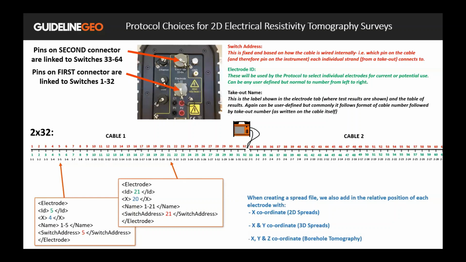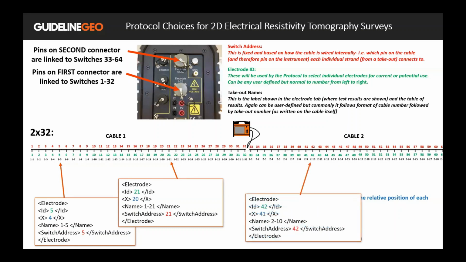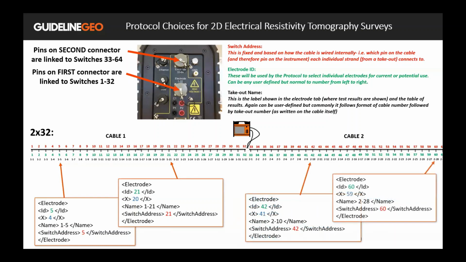And for electrode 21, we have the same logic, and 42, and cable 60. And this shows us now how each electrode is defined along that spread. And those bits of text just sit in a single file as a long list within our spread file.